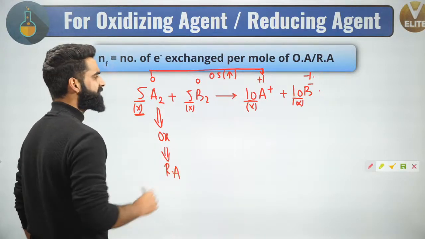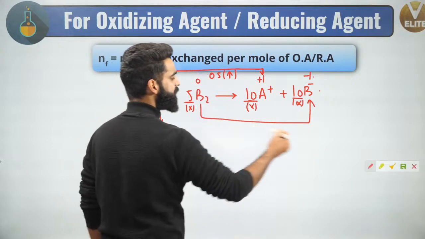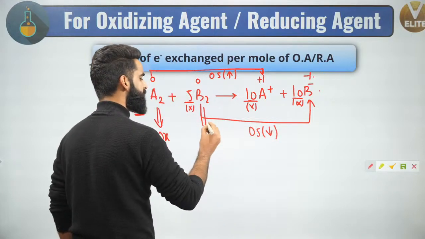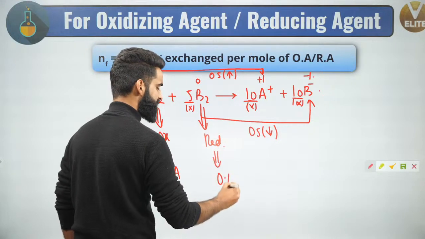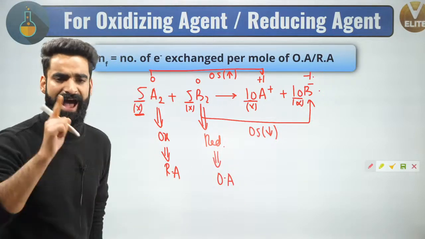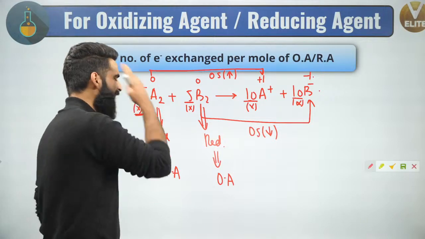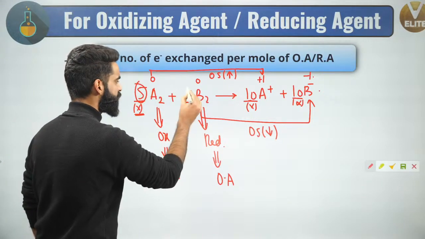At the same time, is the oxidation state of B increasing or decreasing? Very simple. From 0 to -1, oxidation state of B is decreasing. Decrease in the oxidation state is what we call as reduction, and any species which undergoes reduction, that acts as the oxidizing agent. I told you, in order to calculate the n factor of substances in a reaction, you have got nothing to do with these stoichiometric coefficients.